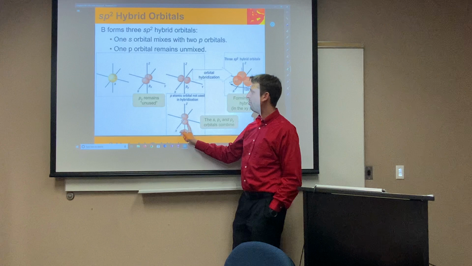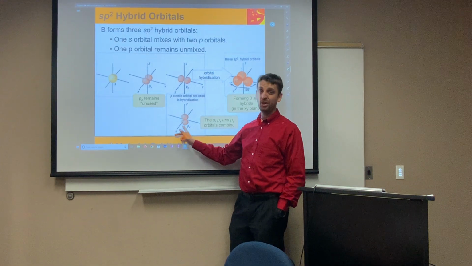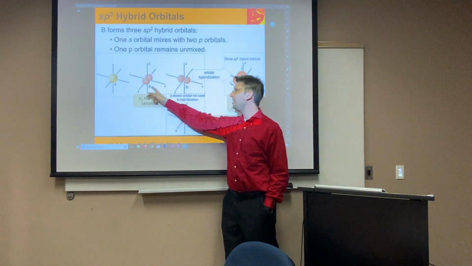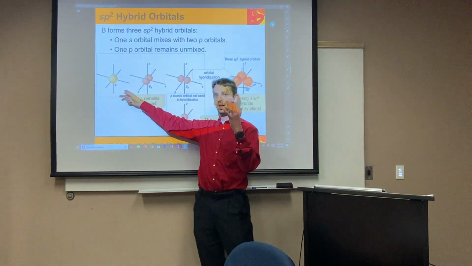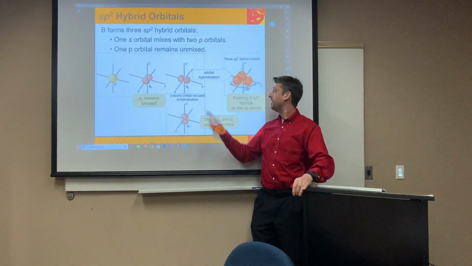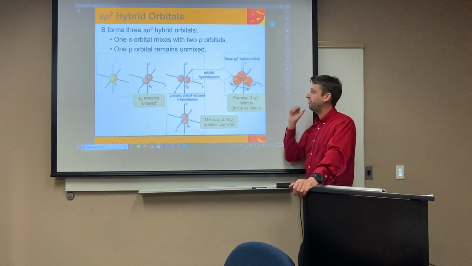But that means we have 1 unhybridized p orbital that remains. These are going to be important. We'll talk about why in just a minute. But we mix these 3 orbitals together, so we have 3 orbitals that come out of it, okay? And so we have 3 sp2 orbitals that get formed.